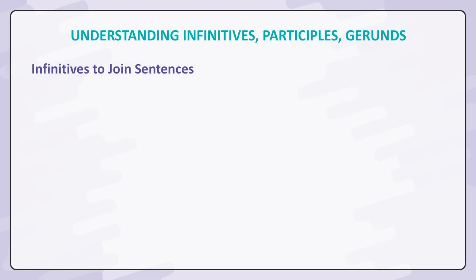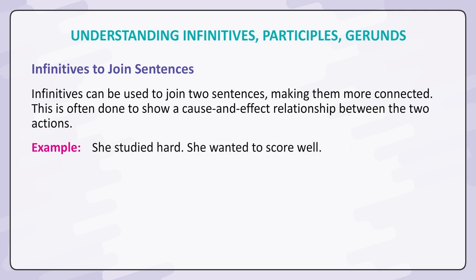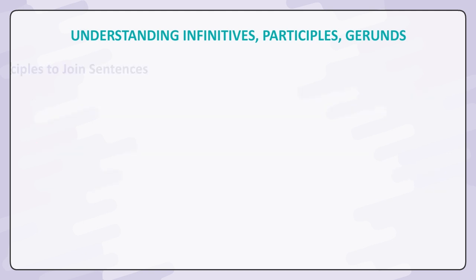Infinitives to join sentences. Infinitives can be used to join two sentences, making them more connected. This is often done to show a cause and effect relationship between the two actions. Example: she studied hard. She wanted to score well. She studied hard to score well. The infinitive to score connects the desire for scoring well with studying hard.